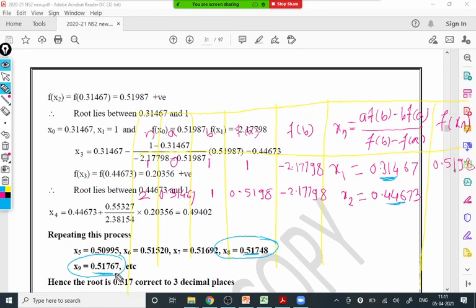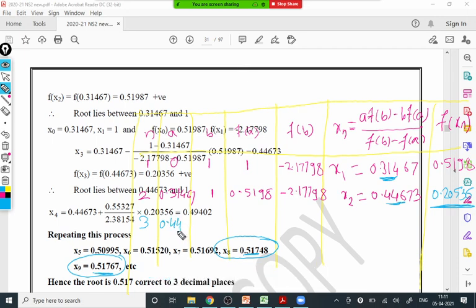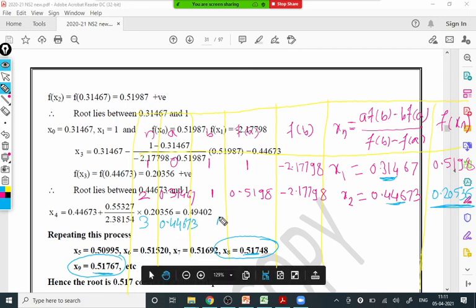Then when you calculate f of x2, it is 0.20536, and again it is positive. As it is positive, it should replace the value whose f value is positive. You will observe f of a is positive. As f of a is positive, this x2 should again become a. So in the third iteration, you should take that x2 as a, 0.44673, then this one as it is, and continue.